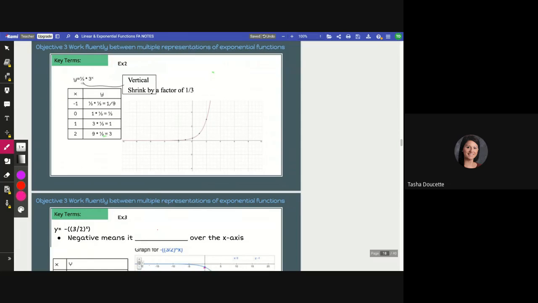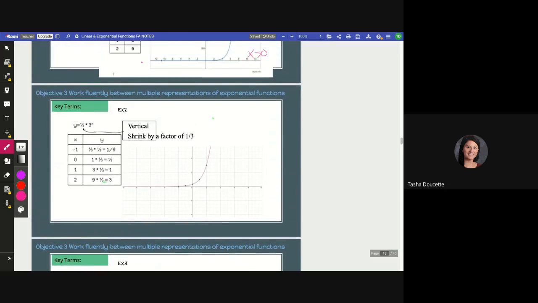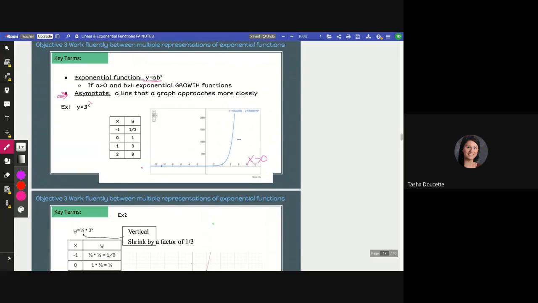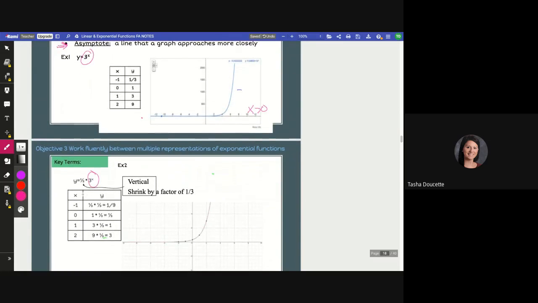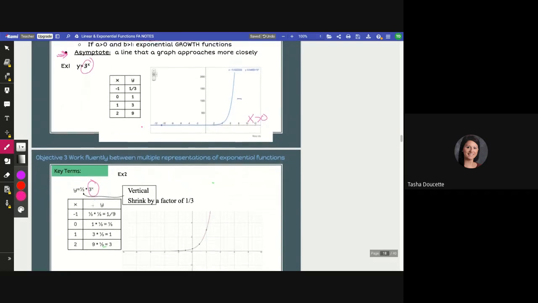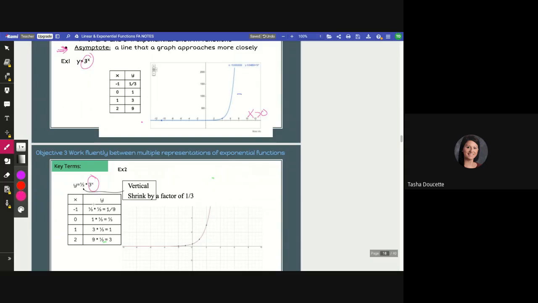Here we have our equation, which you can see is very similar. So we have our parent function 3 to the x right over here, but now we're adding in this 1/3. It's being multiplied. So we have all of our original numbers, 1/3, 1, 3, and 9. And now we're going to be multiplying it by 1/3. That is your factor, okay? So it's being multiplied by 1/3, and now we have our new y values, which are 1/9, 1/3, 1, and 3.